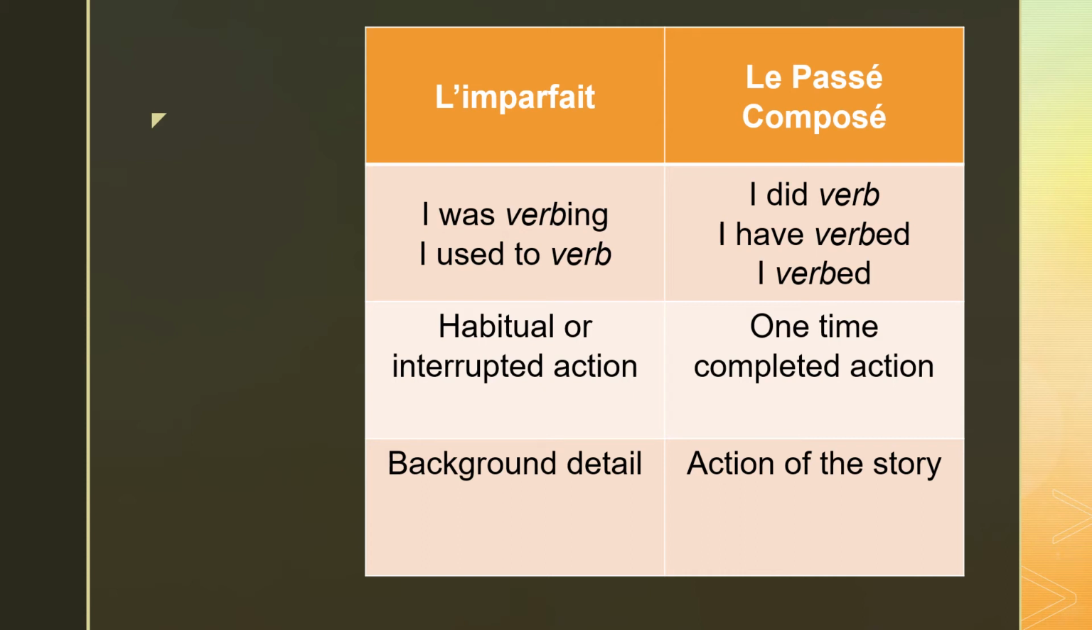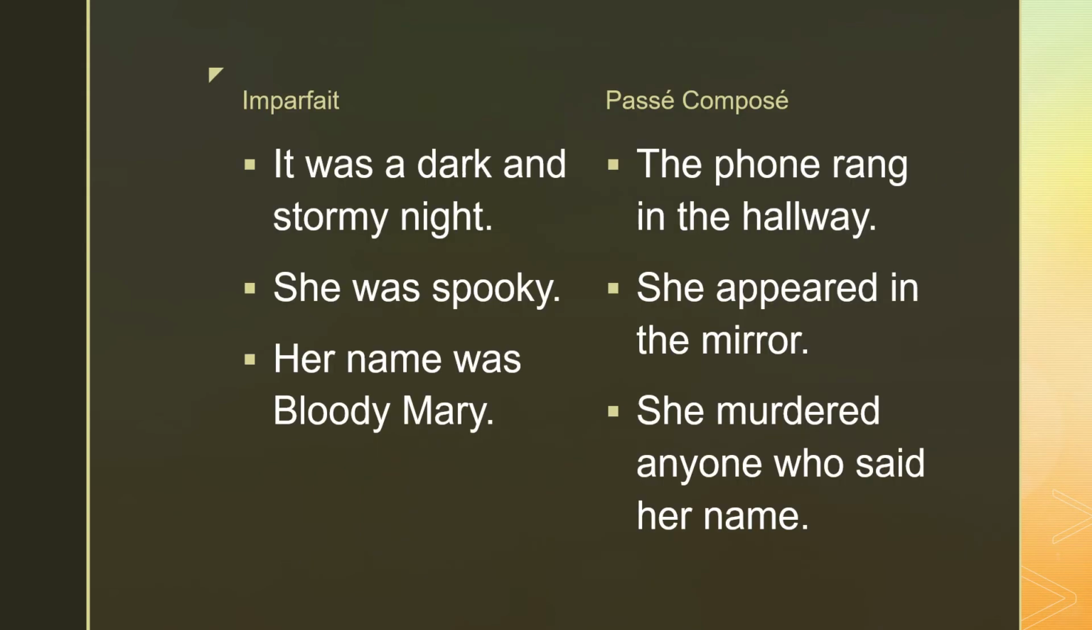So now let's take a look at it. Look at the sentences we have on the left. It was a dark and stormy night. She was spooky. Her name was Bloody Mary. They're different sentences. They're all using "was," sure, which is one big key for us. But more importantly, what do they do in terms of me telling a story? Do they tell me what happened, or do they tell me about the story? Since they give me background details or background information, setting, character, names, these details that help me understand my story, I'm going to use the imparfait.